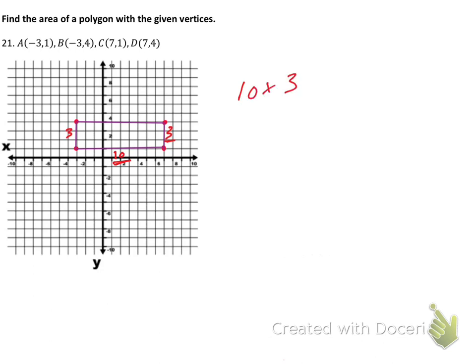So then 10 times 3 is going to be 30. We don't know what the units are, so we're just going to do units squared, and that's it.